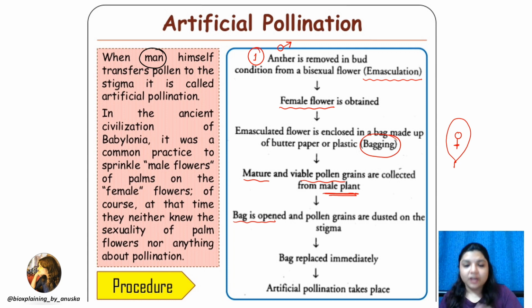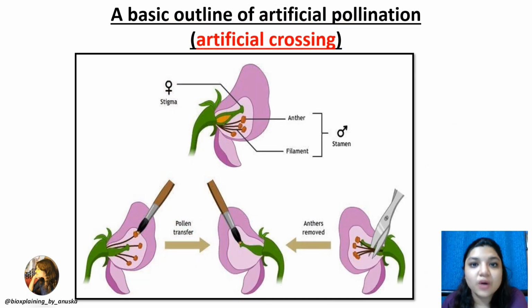So what have we done? We have taken a bisexual flower. We have removed the male part, so only the female part is left. We have bagged it and protected it. We have let it reach its mature stage. Once that is mature, we have collected mature pollen grains from our desirable male plant. And we have brought it, opened our bag and sprinkled it on the female flower. And then we have replaced the bag. Right? So artificial pollination has taken place in this way. Just a very basic outline of how artificial pollination or artificial crossing is occurring.